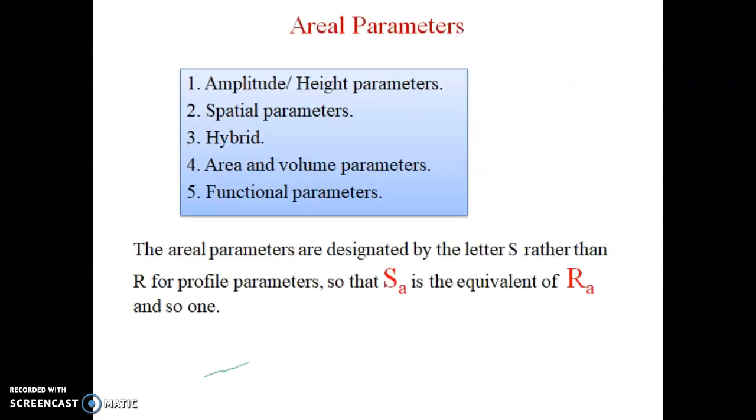In the last session we discussed the classification of various areal parameters as amplitude height parameters, spatial parameters, hybrid parameters, area and volume parameters, and functional parameters. In this session, we are going to slightly elaborate on these parameters.